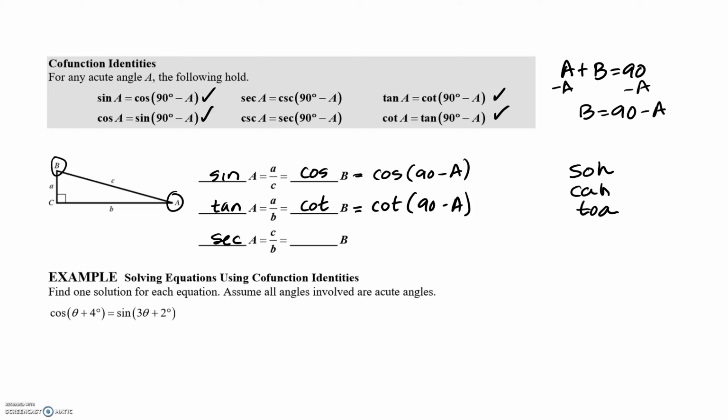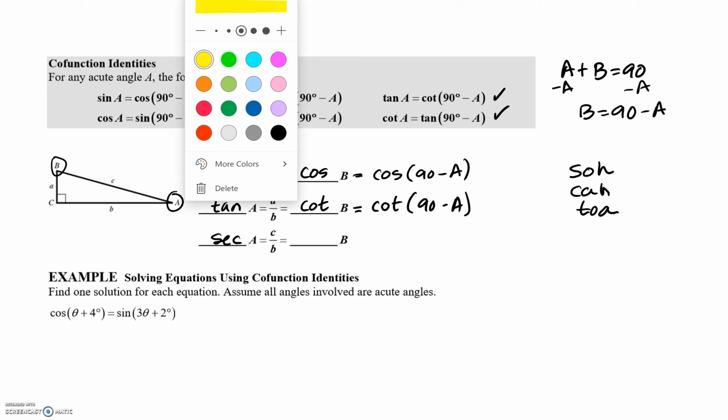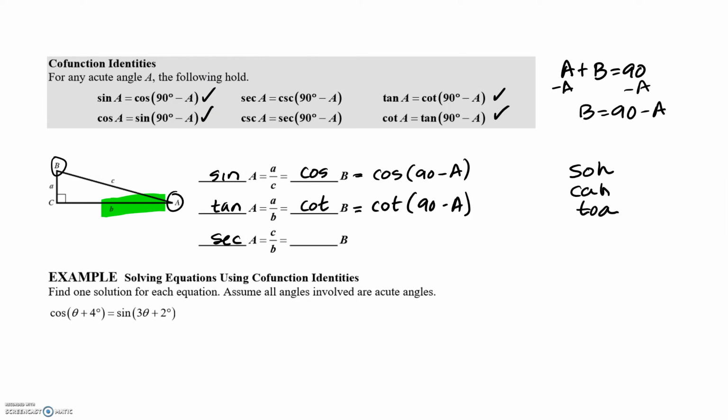So let's do adjacent. Adjacent we'll do in green. So I'm going to do A. The adjacent to A is the B. So that's the hypotenuse over the adjacent. So it's C over B. That makes sense. Is that the same thing as cosecant? Let's try that out. They're claiming that this is the same thing as cosecant.